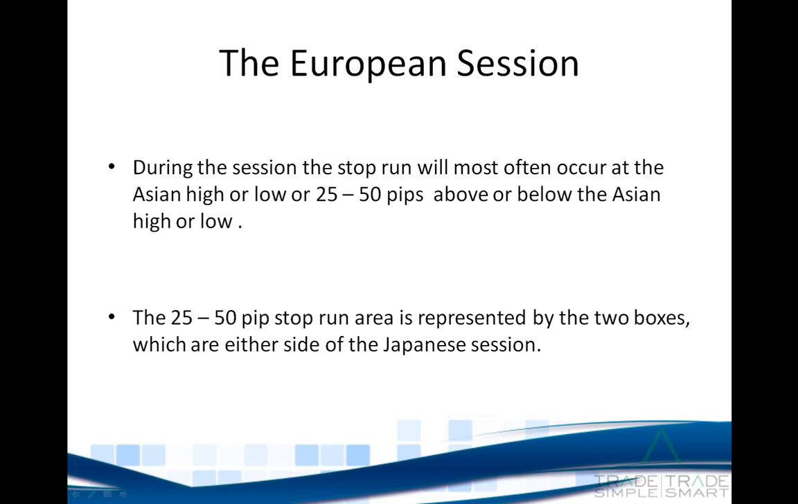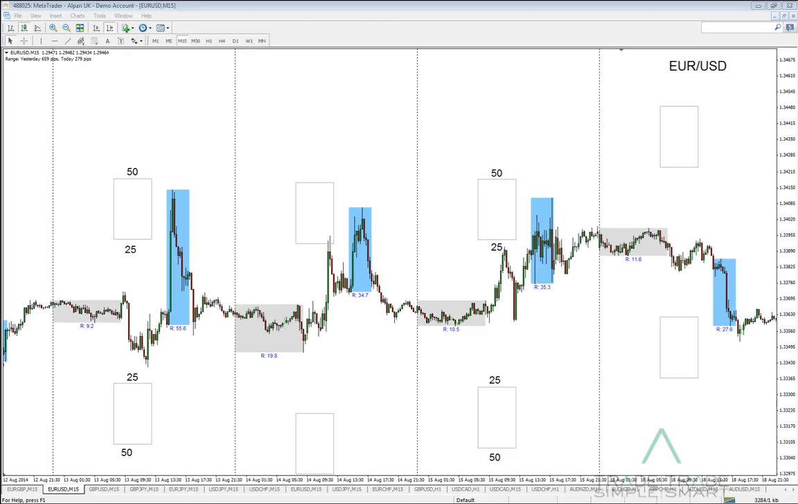And you may have noticed these empty boxes throughout the course, and they're simply marking the 25 to 50 pip region above or below the Asian session. So on this euro dollar chart, we can see that we have 2 boxes which sit either side of the Asian high and low, and all these boxes represent is the range of 25 to 50 pips above or below the session.